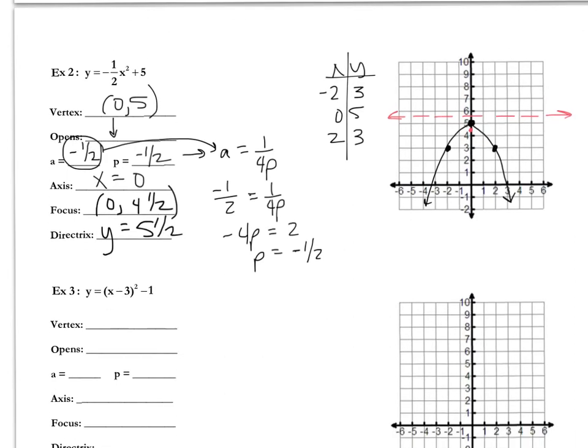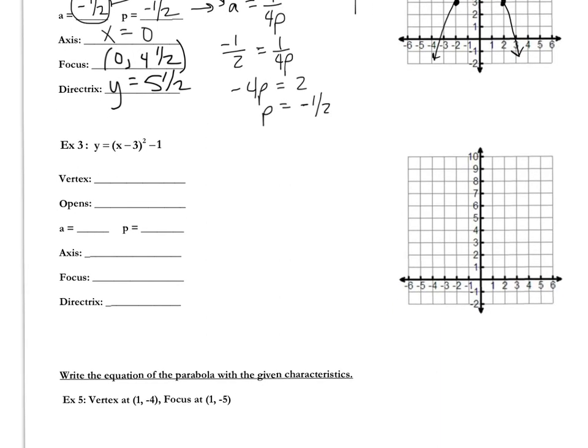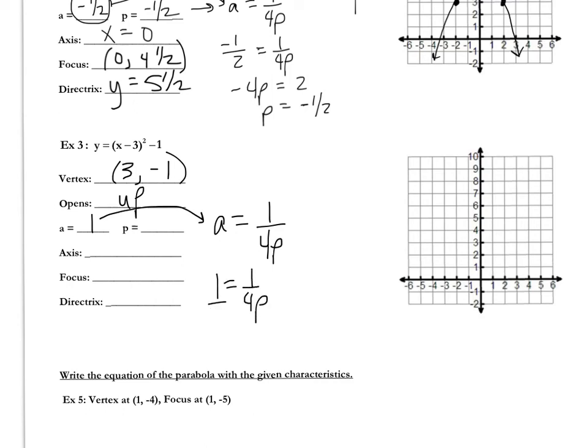So we got one problem left, kind of similar. I'm going to start by doing the vertex, so opposite same, 3, -1. This one opens up, the a value is 1. I'm going to use the a equals 1/4p formula. Plug in the 1 for the a. Cross multiply. P equals 1/4. Okay, it's positive, which means we're going to go up from the vertex to get the focus point, and it's an upwards pointing parabola, so that should make sense.